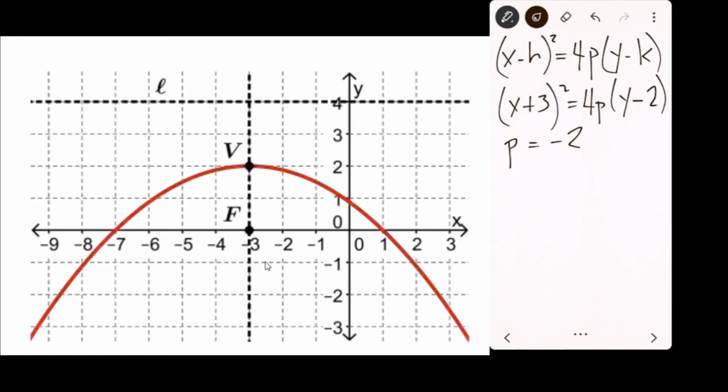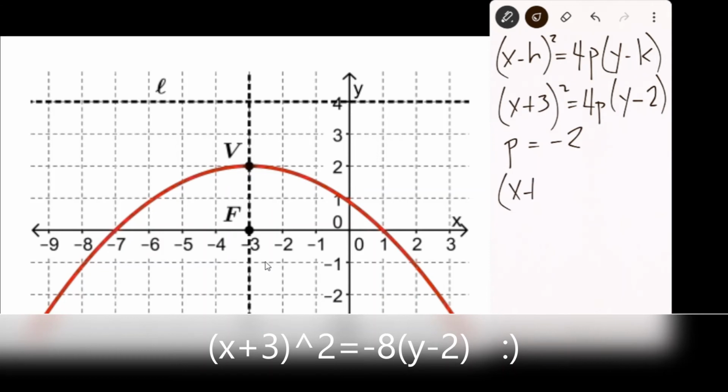Ngayon, ang gagawin natin dito, i-substitute lang natin doon. So 4 times negative 2 will be negative 8. Therefore, our equation will be (x plus 3) squared equals negative 8 times the quantity of y minus 2. So, pwede na to. Yung iba kasi, 8 times y and then 8 times negative 2. Pwede din naman. Pero ito na lang para kita natin yung 4p.